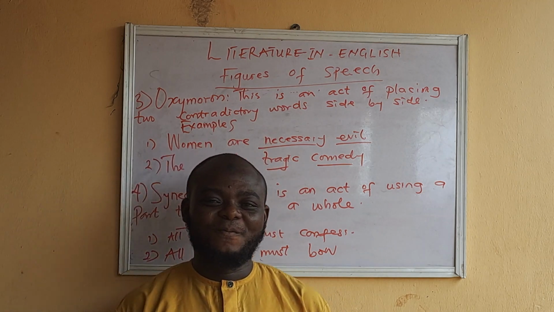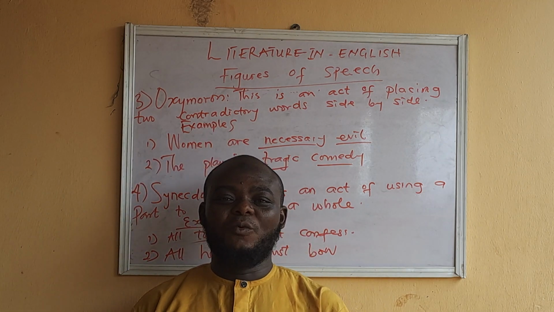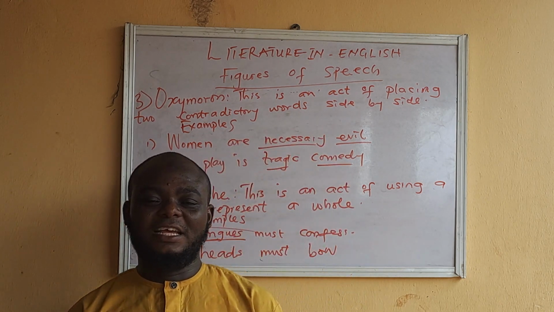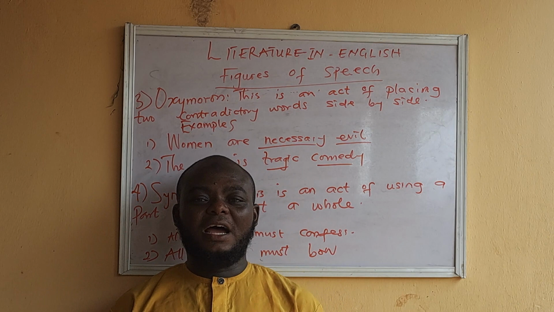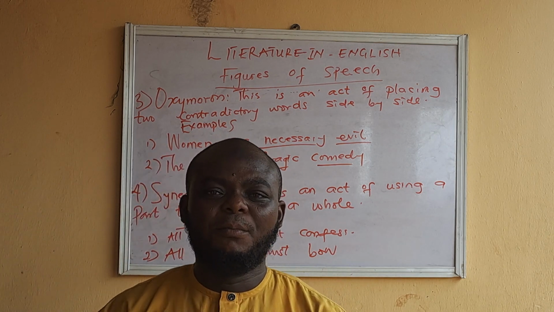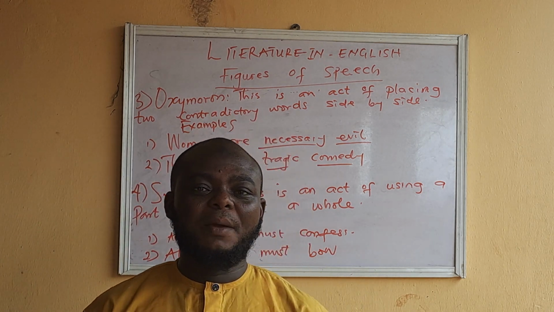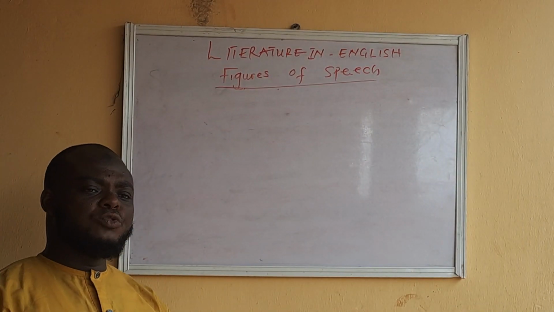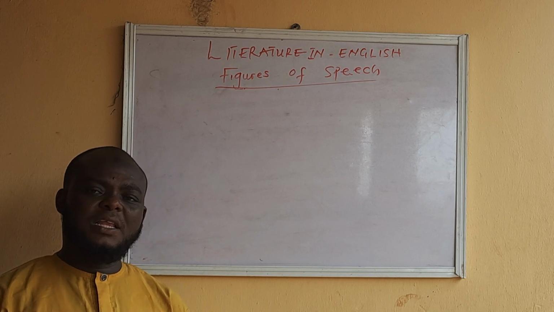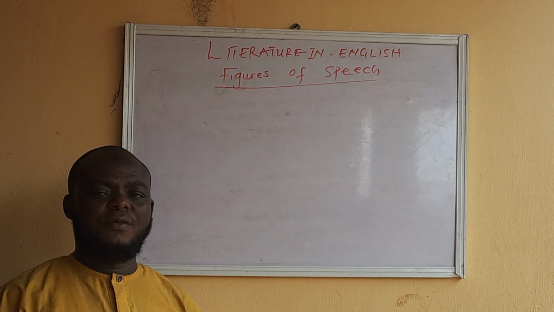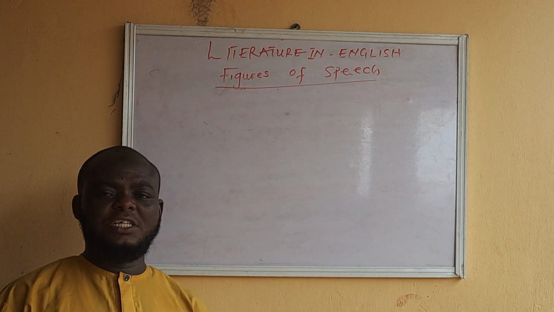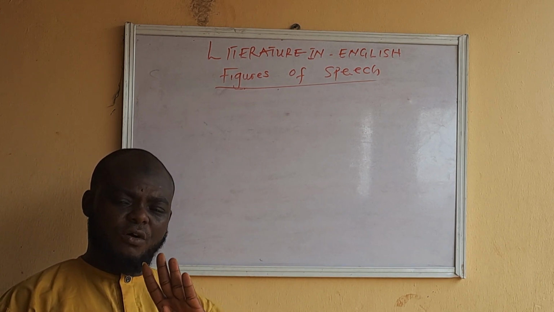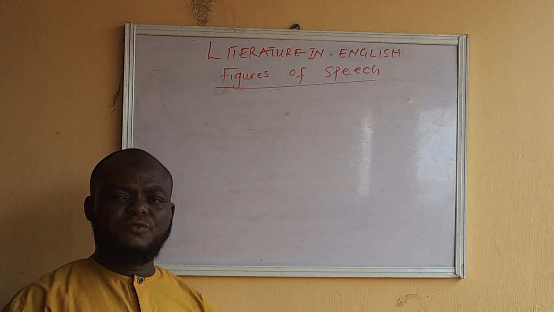Does that mean we are bowing? Does that mean we want to cut off our head and use it to respect the king? No, we are not cutting off our head. It means everybody must greet the king by bowing down the head. Now, we've been able to explain simile, metaphor, synecdoche, and oxymoron. So we've explained 4 of the figures of speech. Now let's move to the 5th one.